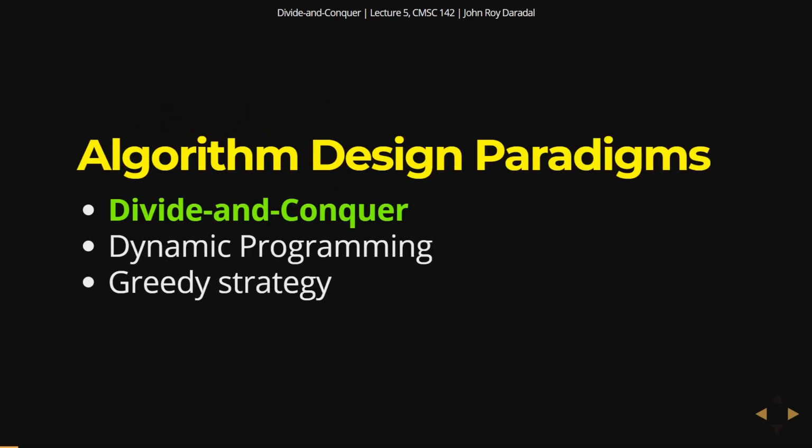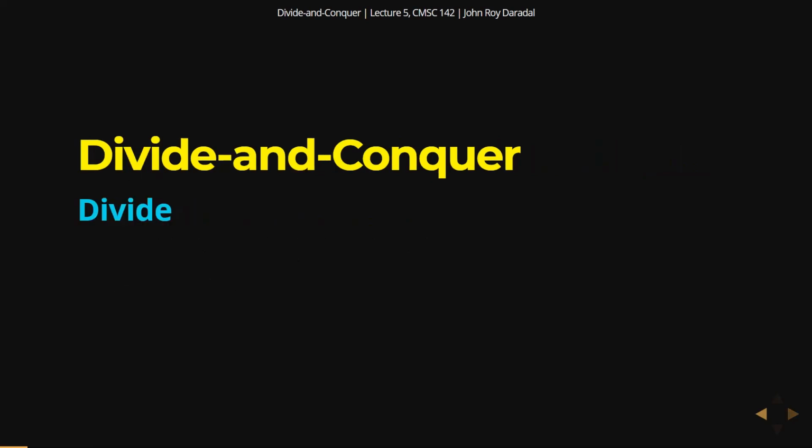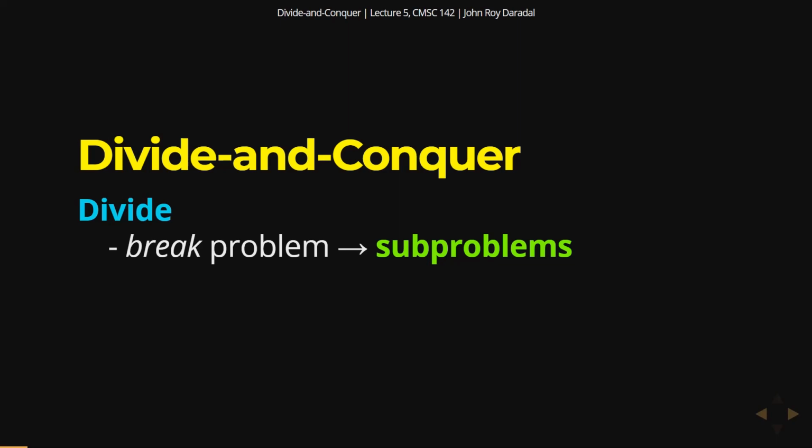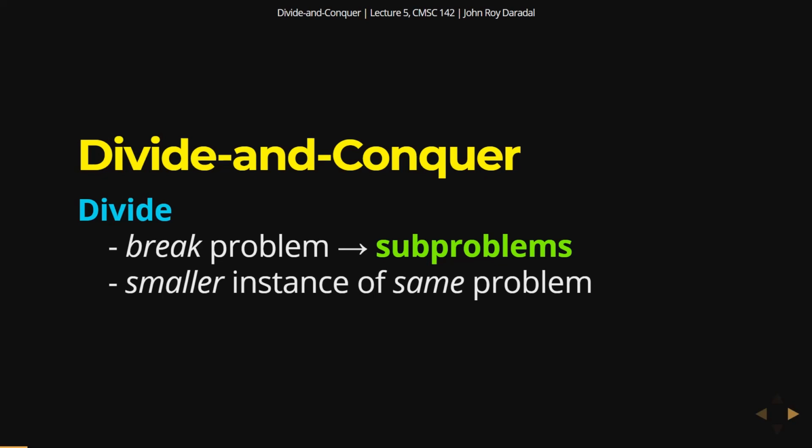Okay, so divide and conquer is the first algorithm design paradigm that we'll discuss. After this, we'll also discuss dynamic programming and the greedy strategy. So what is divide and conquer? In divide and conquer, we have three steps: divide, conquer, and merge. The divide step breaks the original problem into sub-problems. A sub-problem is just a smaller instance of the same problem. Okay? And then you divide the sub-problem into sub-problems and so on. So you divide the bigger problems into smaller ones and the smaller ones into even smaller ones.